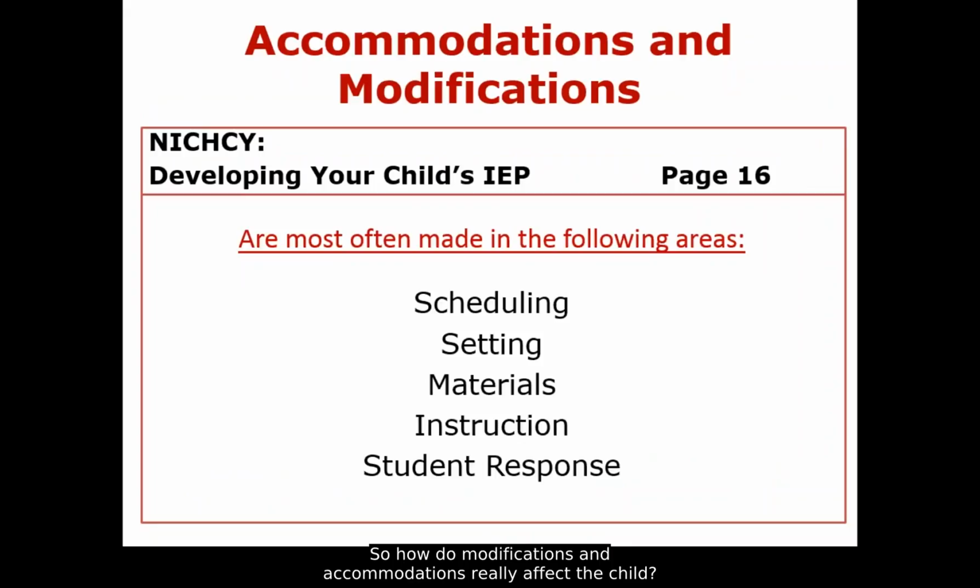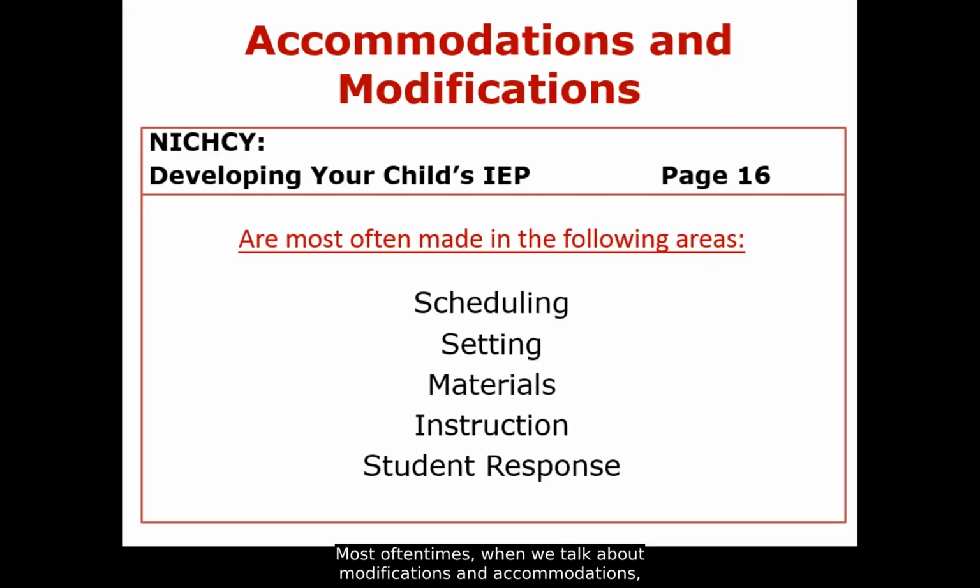So how do modifications and accommodations really affect the child? You will see on the top here it says Developing Your Child's IEP, page 16. If you go to our website and type Developing Your Child's IEP into the search, you will see the document that we base this on. It just gives you another piece of information that explains it a little bit differently. It gives you both the auditory from me, and then the visual within that document.